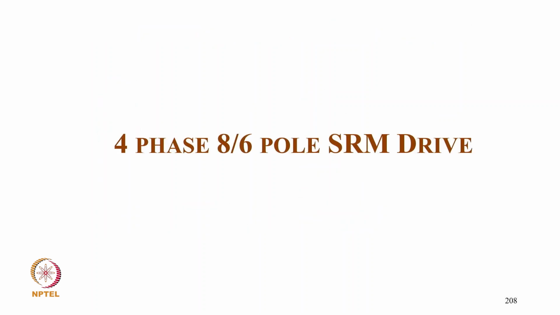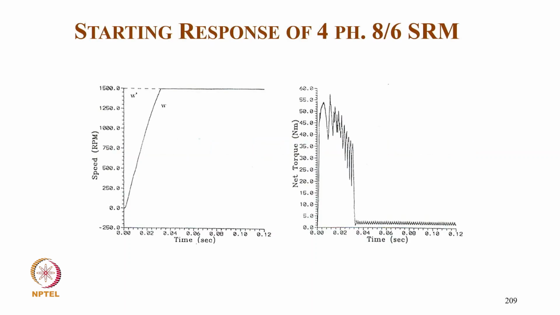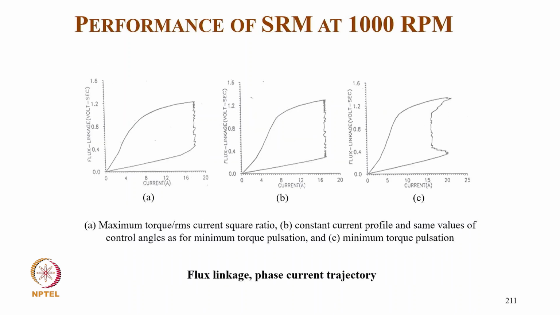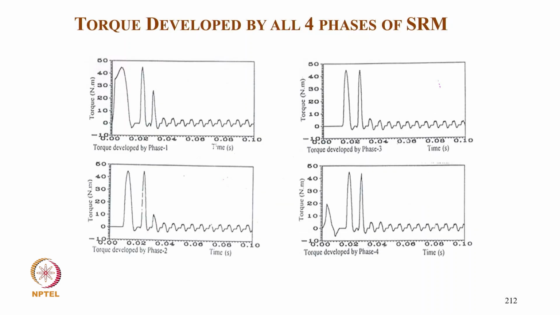So coming now to the results for a 4-phase 8/6 pole SRM. This is the speed and torque profile, and this is how we can reduce the torque ripple. In the first case we have a normal case, and in the second case we have commutation angle control, a constant torque profile, and the same value of control angle for a minimum torque profile, and we see the minimum torque ripple by current shaping. And this is the maximum torque versus armature current for a constant current profile, same value with the minimum. This is the flux linkage versus current characteristic, and these are the torques for all 4 phases.